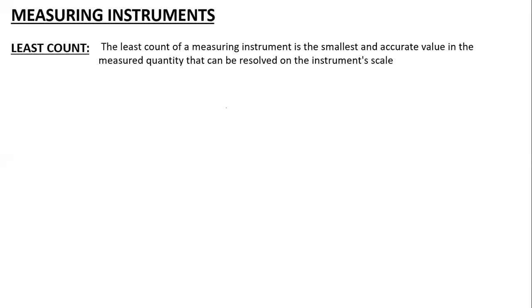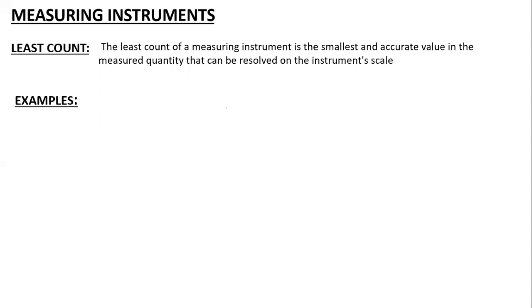So if I want to define any measuring instrument, first I need to define something called least count. Least count is nothing but the smallest value, the smallest measurement that can be taken. It can also be defined as: the least count of a measuring instrument is the smallest and accurate measured quantity that can be resolved on the instrument. So it's some type of definition indeed.